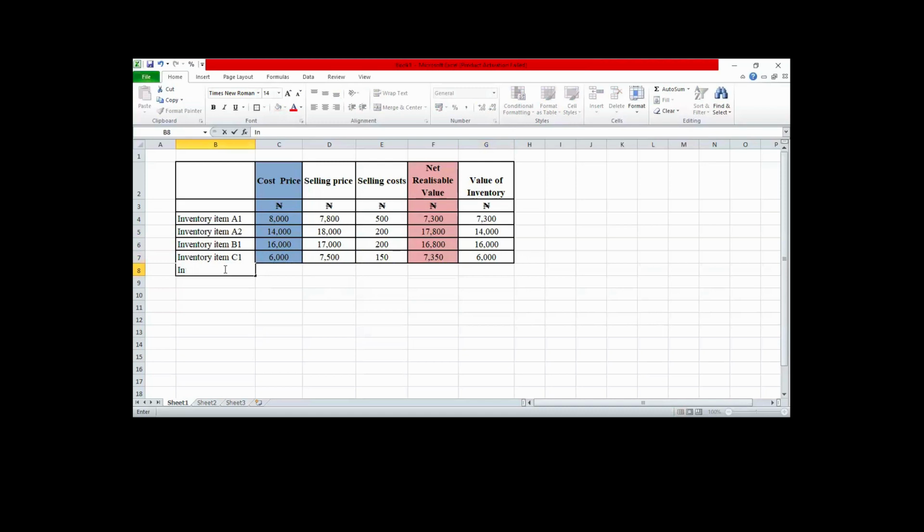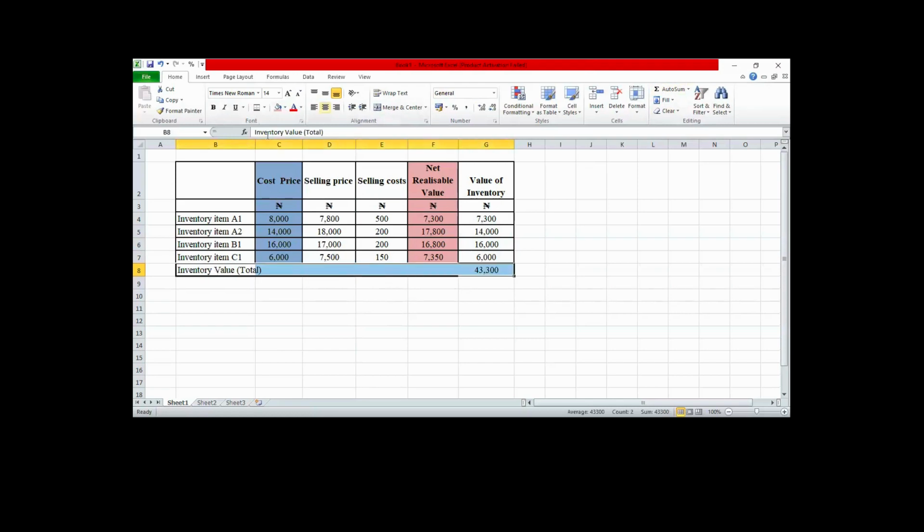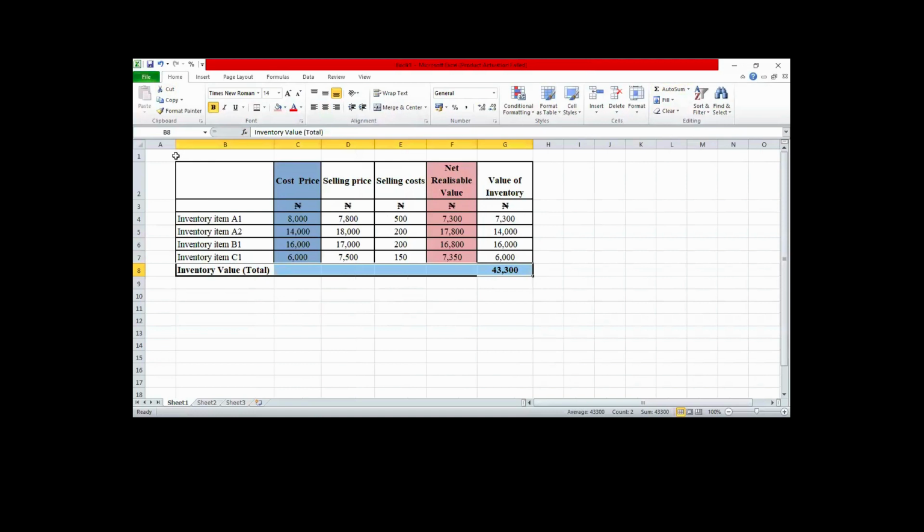Inventory value means the total. This is equals to, what is the summation? This is what we are meant to have in our financial statements. Any question?